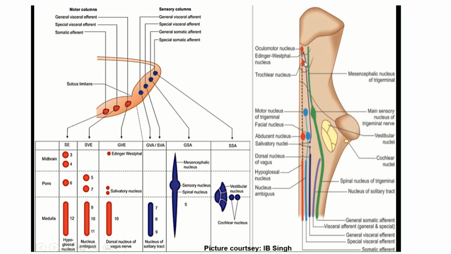Next is the trochlear nucleus. It also lies in the midbrain but at the level of the inferior colliculus, and it is responsible for supplying the superior oblique muscle of the eyeball. Next is the abducent nucleus. This nucleus is present in the pons and it is responsible for supplying the lateral rectus muscle of the eyeball. The last nucleus of this column is the hypoglossal nucleus. This nucleus lies in the medulla, extending both into its open and closed part, and it is responsible for supplying all the muscles of the tongue except the palatoglossus.